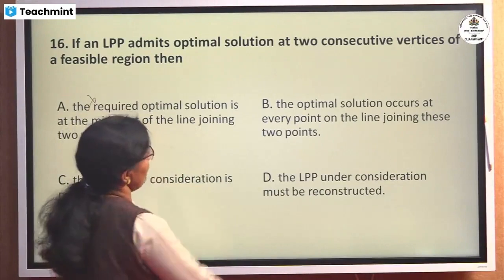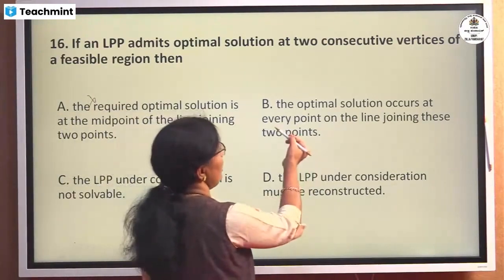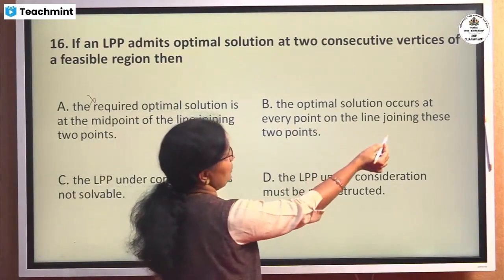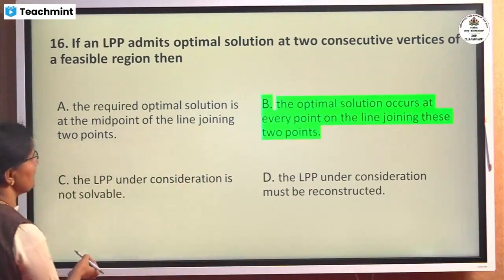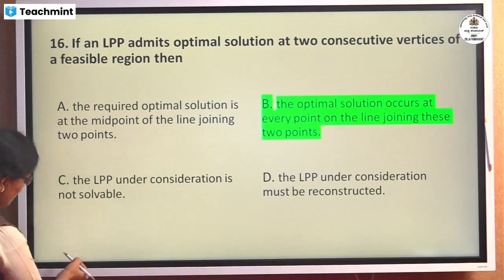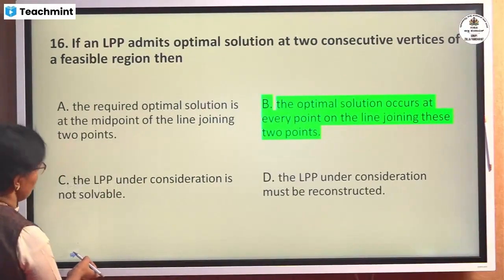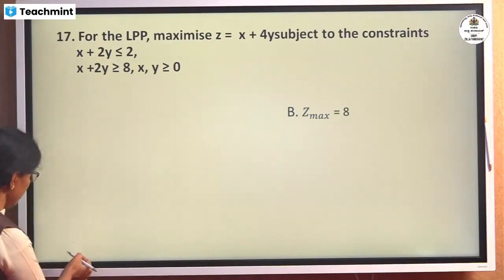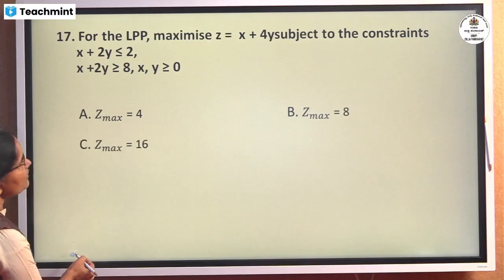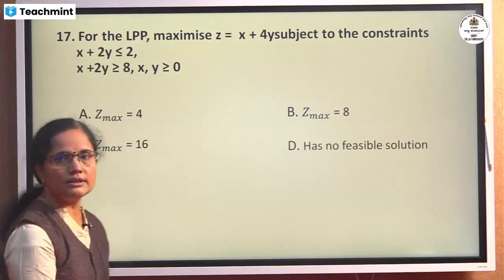No, this is not the option. Optimal solutions occur at every point on the line joining these 2 points. This is the correct option. Very easy question. You know the solution for that. So let me go further. So here also the options are, yeah, all these are the options.